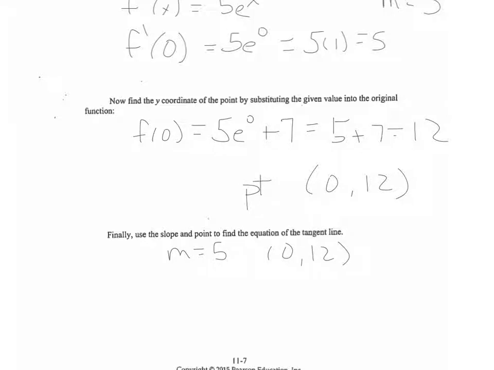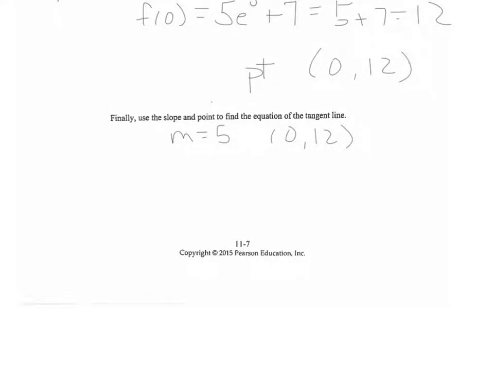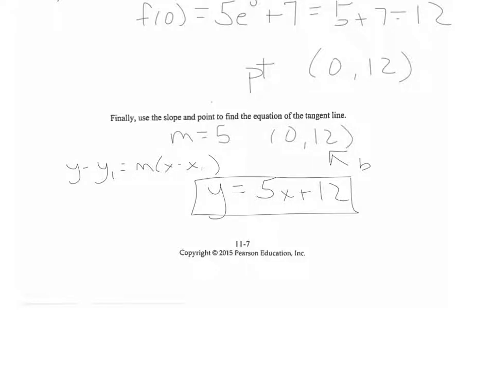Do you remember the point-slope form for an equation? Actually, on this, do I even need point-slope form, or did I find the y-intercept? I have the y-intercept, because if my x-coordinate is 0, this is my b. So what's going to be my equation? y equals 5x plus 12. You got it. If it hadn't been the y-intercept, then we could plug into y minus y1 equals m times x minus x1, and then get it into slope-intercept form. But this is actually the equation for the tangent line.